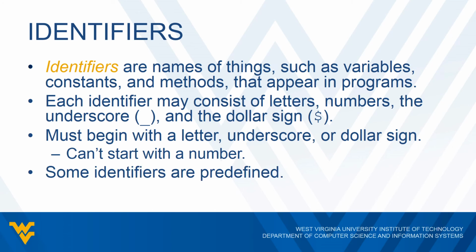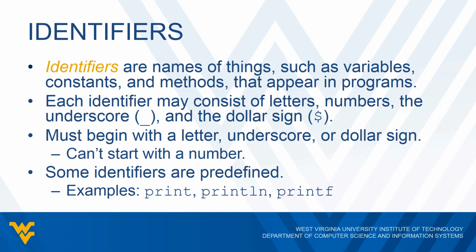Now, some identifiers are predefined. So just to give you some examples, we'd have print, printline, and printf. We've seen a couple of examples of these already in some sample programs. But all these are identifiers. They're not keywords. They're just the names of methods that have some intended purpose. And we'll be looking at several different examples of identifiers later on.